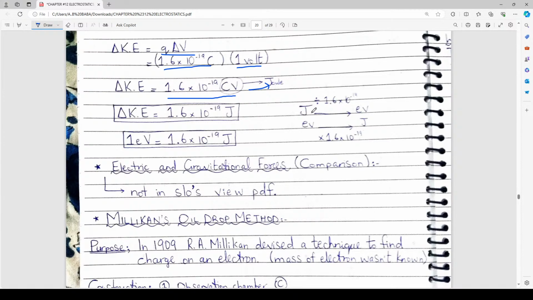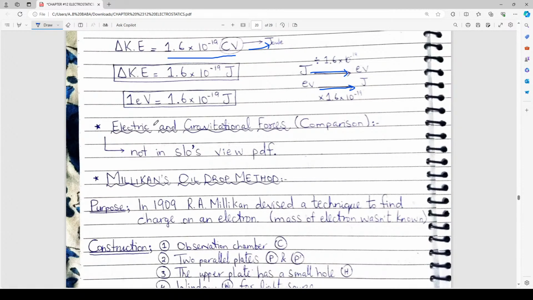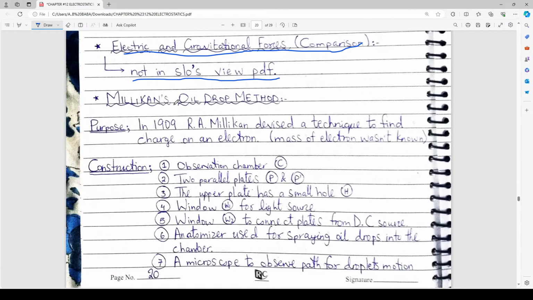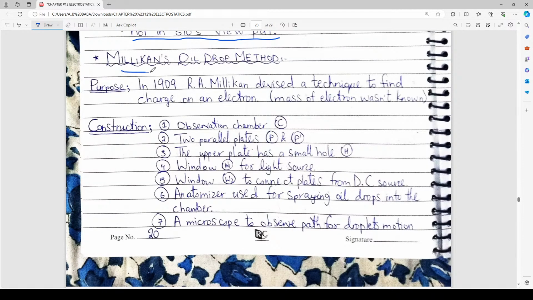For converting joule to electron volt, we divide by 1.6 exponent minus 19, and for converting electron volt to joule, we multiply by 1.6 exponent minus 19. The electric and gravitational forces comparison was there in the book, but it's not in the SLOs, so you can have a look in the book as well.